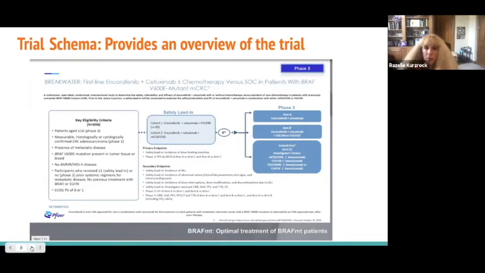So they want to put together a very comprehensive regimen for colorectal cancer, but especially when you combine with chemotherapy, you want to make sure that that regimen is not too toxic for the patients to tolerate. And there's a lot of drugs here put together. So that's why they have the safety lead-in.